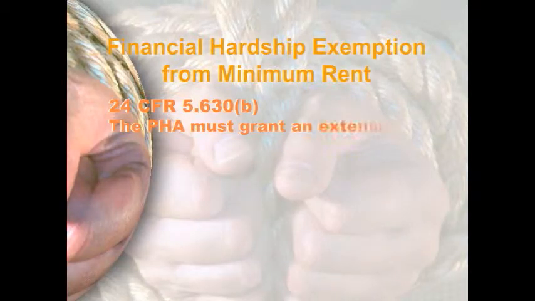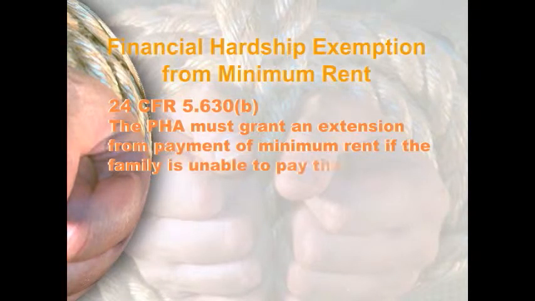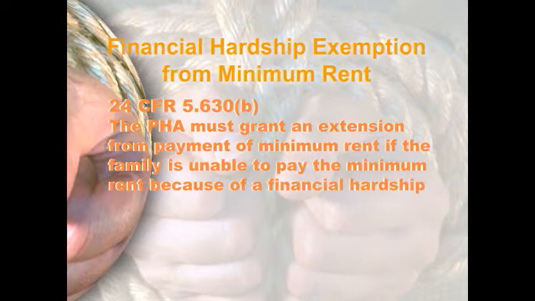The PHA must charge a family no less than a minimum monthly rent that's established by your agency. The PHA may establish a minimum rent anywhere between $0 and $50. The PHA must grant an exemption from payment of minimum rent if the family is unable to pay the minimum rent because of a financial hardship. All PHAs must develop written policies to carry out such requirement.